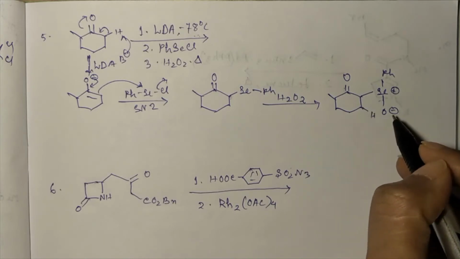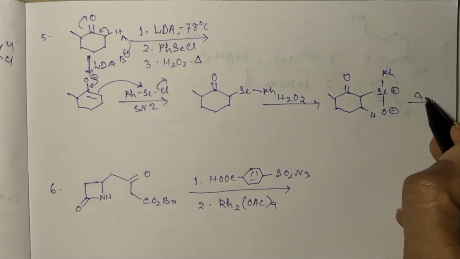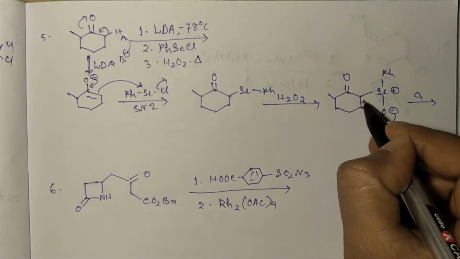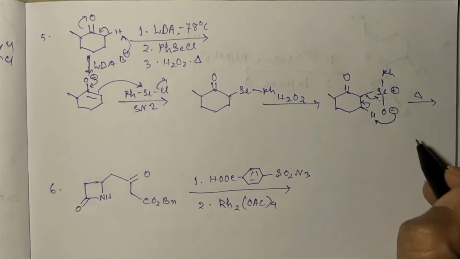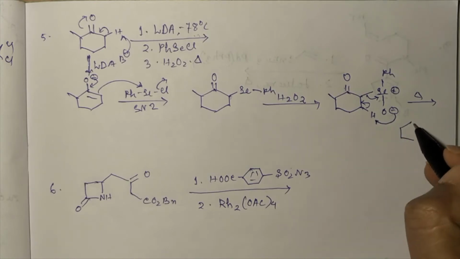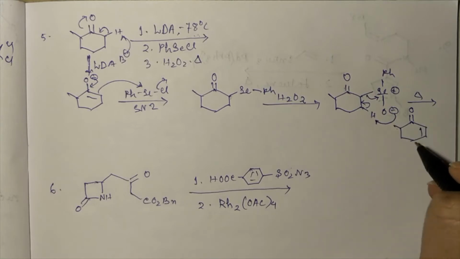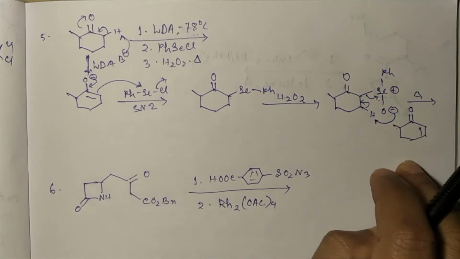Now this hydrogen, if it is heated, then a syn elimination reaction will take place. So this hydrogen will be taken and an elimination reaction will take place. So here an alpha beta unsaturated ketone will be formed. So this will be the product.